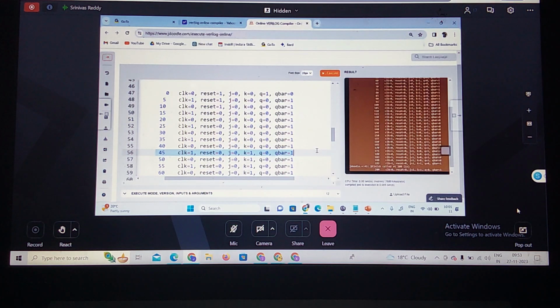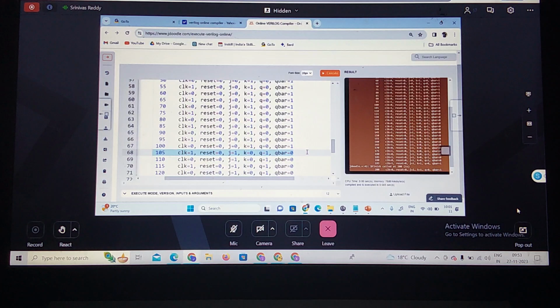Again, at the next rising edge of the clock, what happens? Reset operation. Again, up to where is it reset operation? Here also 0, 0, 0, 1. This also 0, 1. Up to 100 it is 0, 1. So at this 105, the rising edge of the clock, what is it?